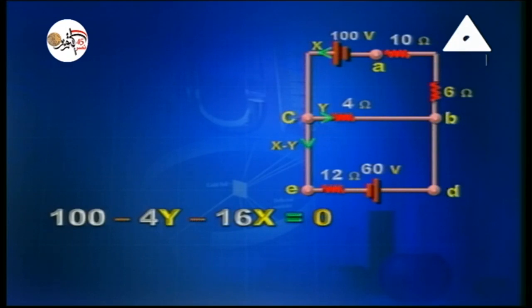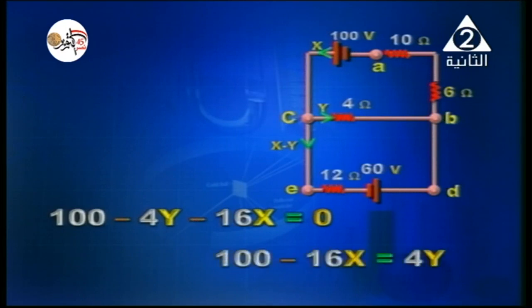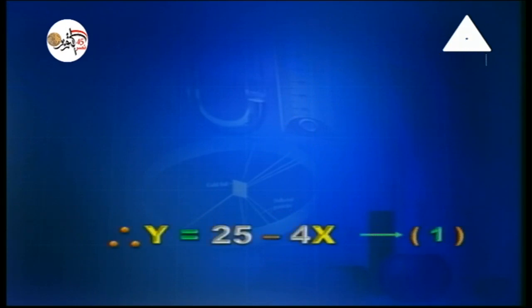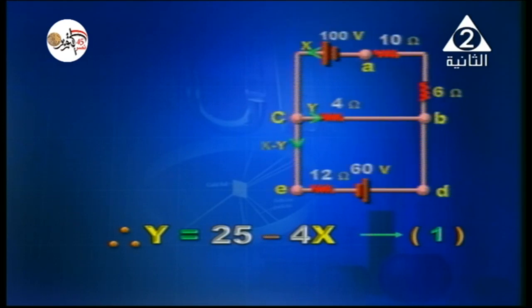Your attention, please. X is the current intensity through the main circuit. Y is the current through the 4 ohm. X minus y is the current passing through the 12 ohm resistor and 60 volt cell. So 100 minus 4y minus 16x is equal to 0. So we can say 100 minus 16x equals 4y. So y equals 25 minus 4x.